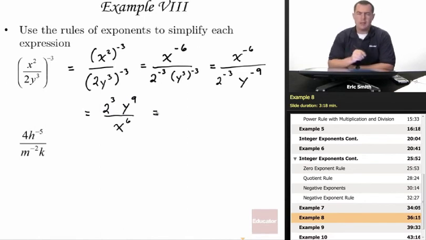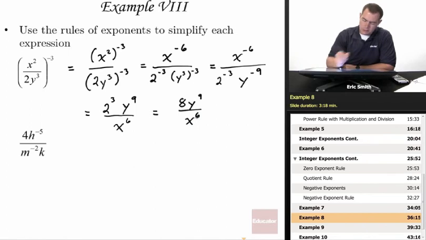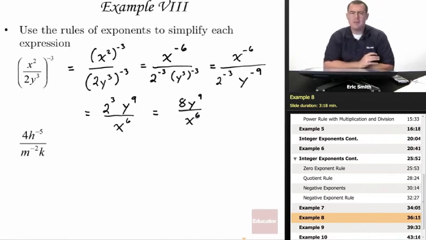All right, one last thing to go ahead and clean this up. 2 to the third power is 8. So I'll just go ahead and put that in there. So our final simplified expression for this one is 8y to the 9th all over x to the 6th. It's quite a bit of work, but it really is what happens. Okay, looks good. Let's do another one.